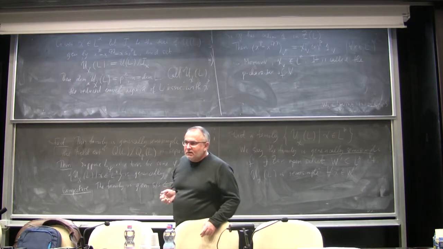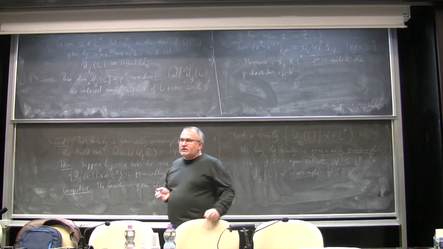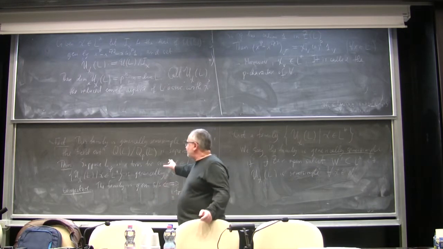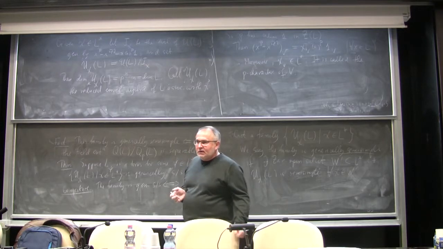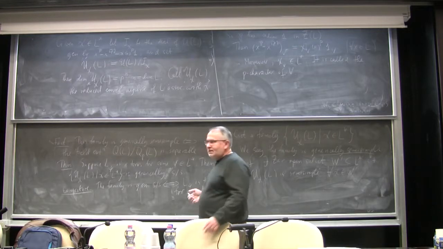What about W? What's your example? W3. I have no idea. But for W2 and W1, the family is generically semisimple. If I knew that for W3, it would really help. And is it generically semisimple?